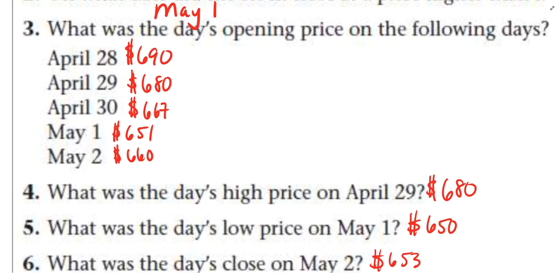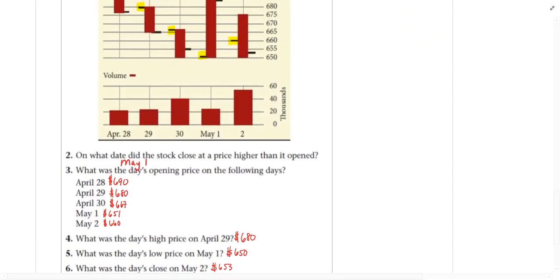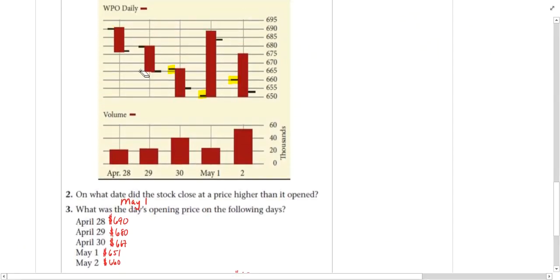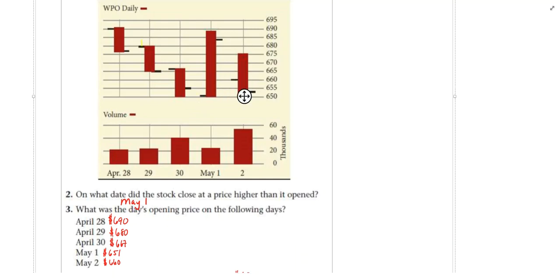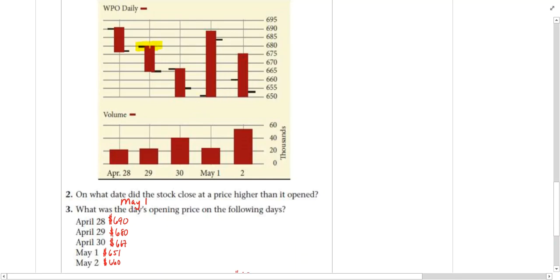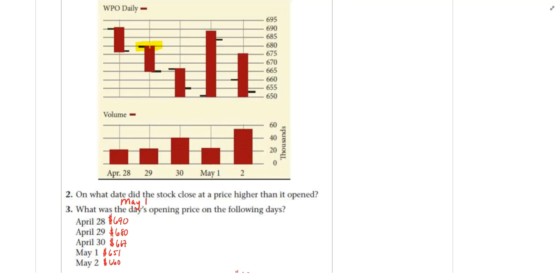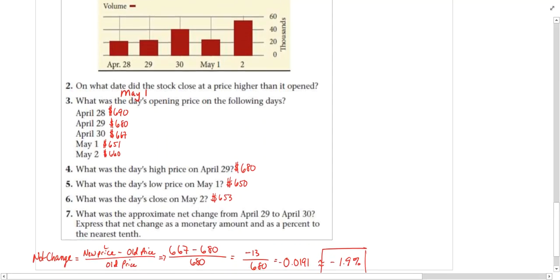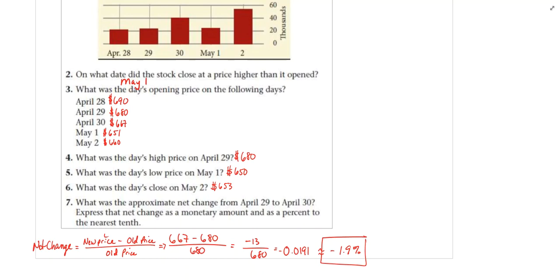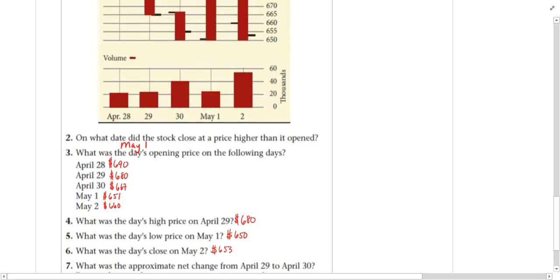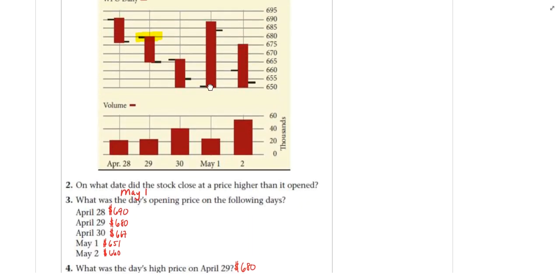And for number 4, what was the day's highest price on April 29th? Well, again, keep in mind that we're looking at the top, in this case, of the red graph. So the highest part of the bar throughout that day actually appeared to be at the very opening of trading. So it was at its highest value right at the start of the day, and it must have lost throughout the entire day. But it started at 680, and that also was the high price for that day on April 29th.